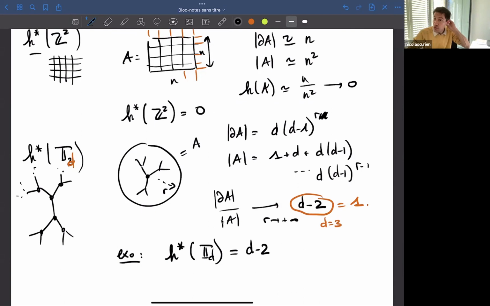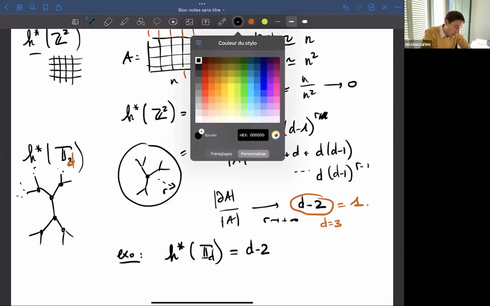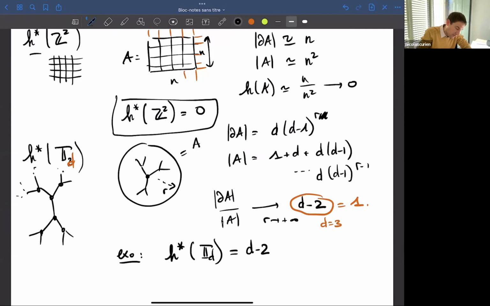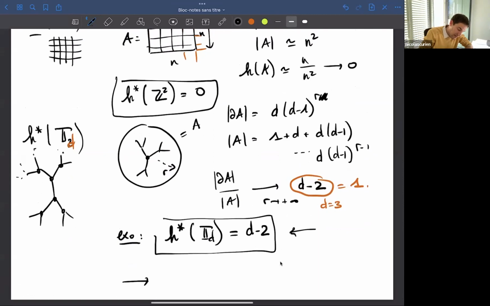So we have two types of graph: the graphs which have Cheeger constant 0 and the ones which have Cheeger constant strictly positive. And I will be interested in those ones in what follows. So this was the case of infinite graphs. But now I will look at finite graphs.